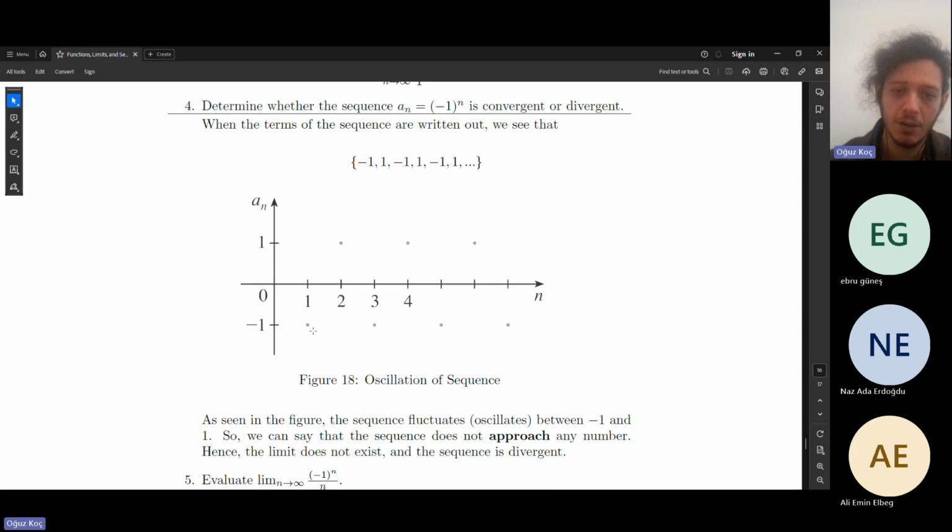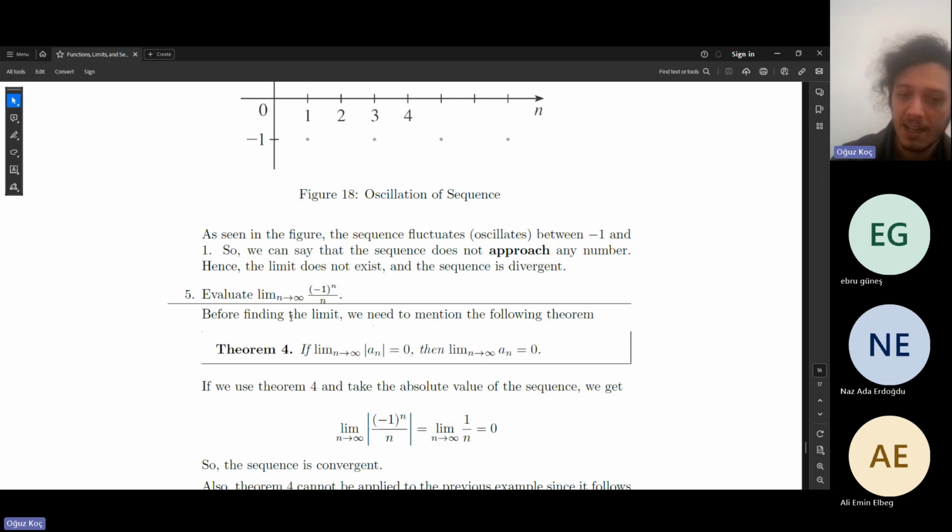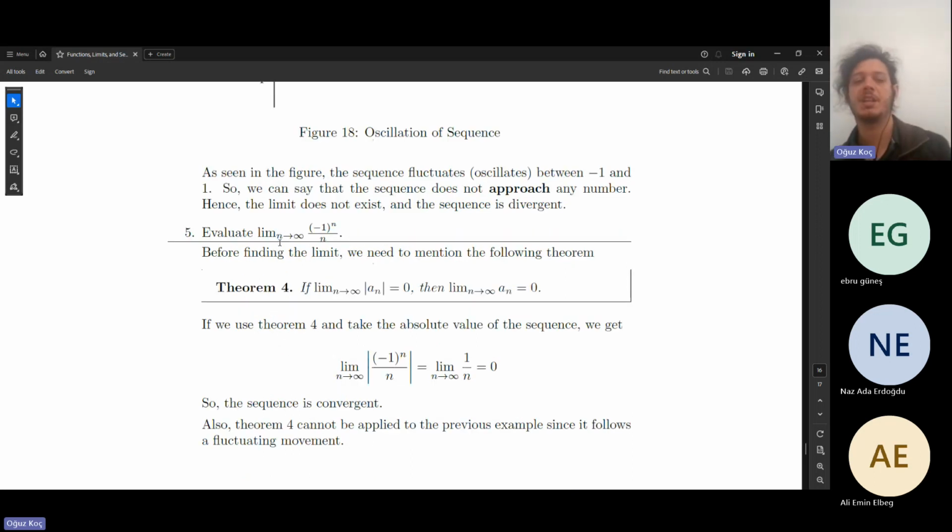It goes down and up and again down and then up. It goes like this. It actually fluctuates, and it can also be said that it oscillates between the values -1 and 1. Therefore, we can say that this sequence does not approach any number. It takes the values -1 and 1, but it is not approaching any number. Therefore, the limit does not exist, and the sequence is divergent here. And we have the fifth example. We need to check the convergence or divergence of the function as n goes to infinity. But before that, we need to give an additional theorem, theorem 4.